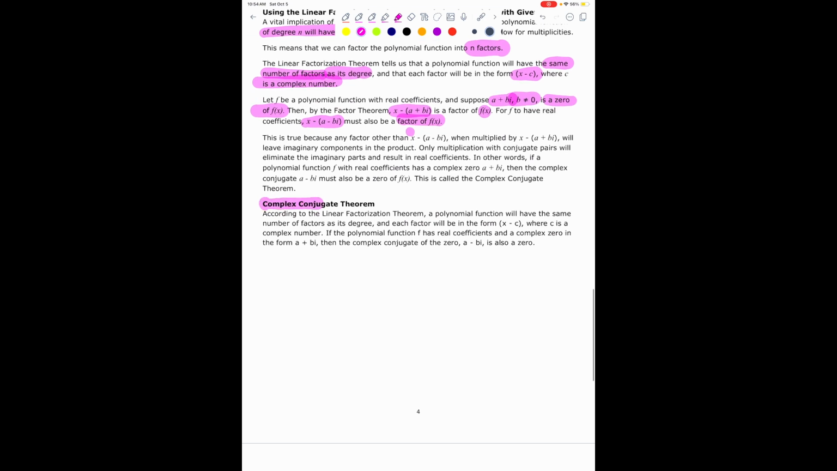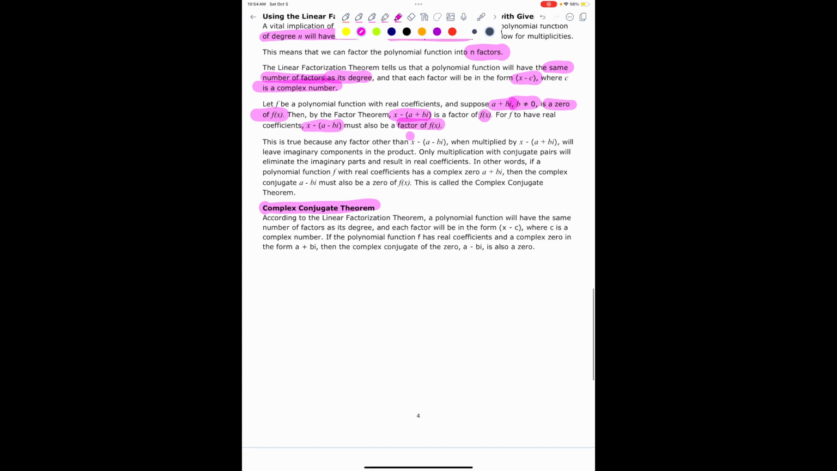And that leads us to the complex conjugate theorem. According to the linear factorization theorem, a polynomial function will have the same number of factors as its degree, and each factor will be in the form x minus c, where c is a complex number. If the polynomial function f has real coefficients and complex zeros in the form a plus bi, meaning the complex zero has an imaginary part, then the complex conjugate is also a 0. The conjugate is when you change the sign of the imaginary part of the complex number. That is a minus bi. So that is what this theorem says.